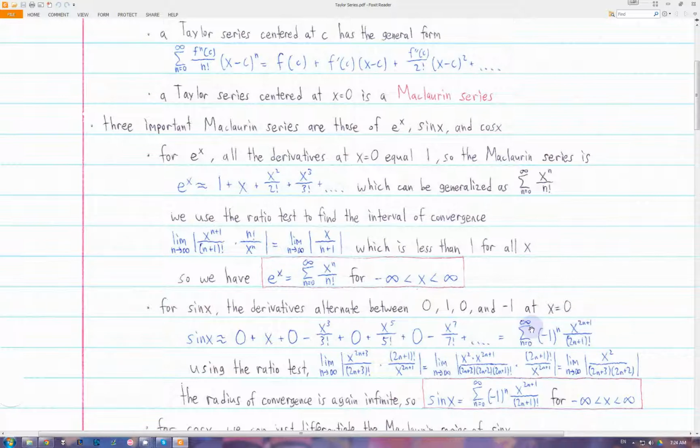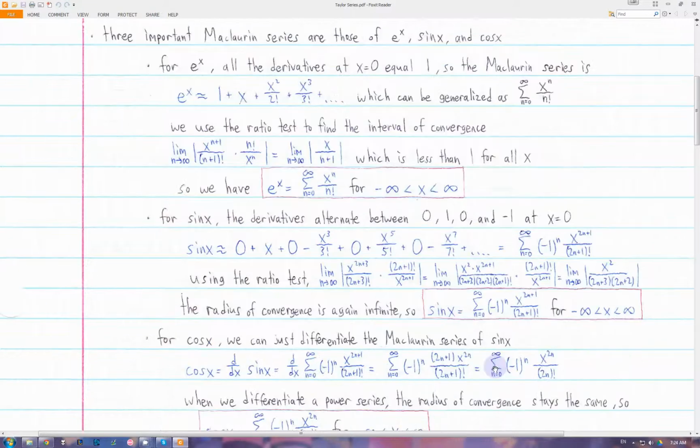So again, we use the ratio test to determine the interval of convergence for this power series. And again, this limit turns out to always be 0. So again, the interval of convergence for this power series of sine of x is infinite.